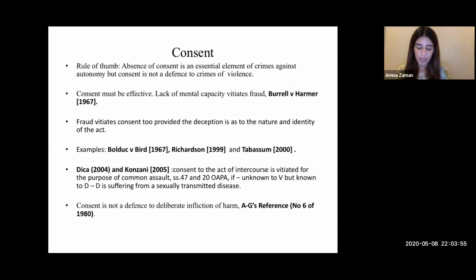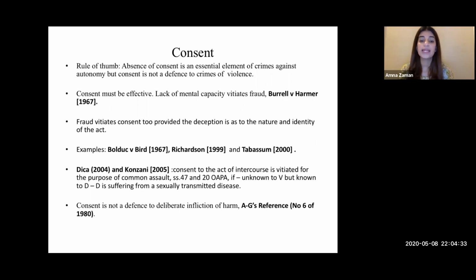Now we come back to crimes of violence. Consent will not be a defense to deliberate infliction of harm. In AG's reference number 6 of 1980, the court clearly highlighted that it is not in the public interest that one person would be allowed to inflict harm to the other unless it is clearly for legal reasons. So to say that the victim can consent to harm being inflicted on them will not be an argument. No person can license the other to commit a crime.